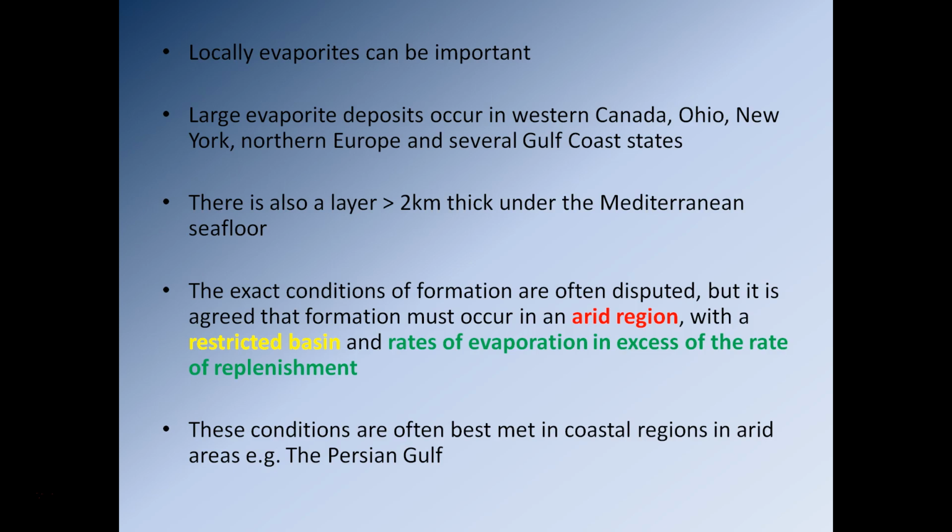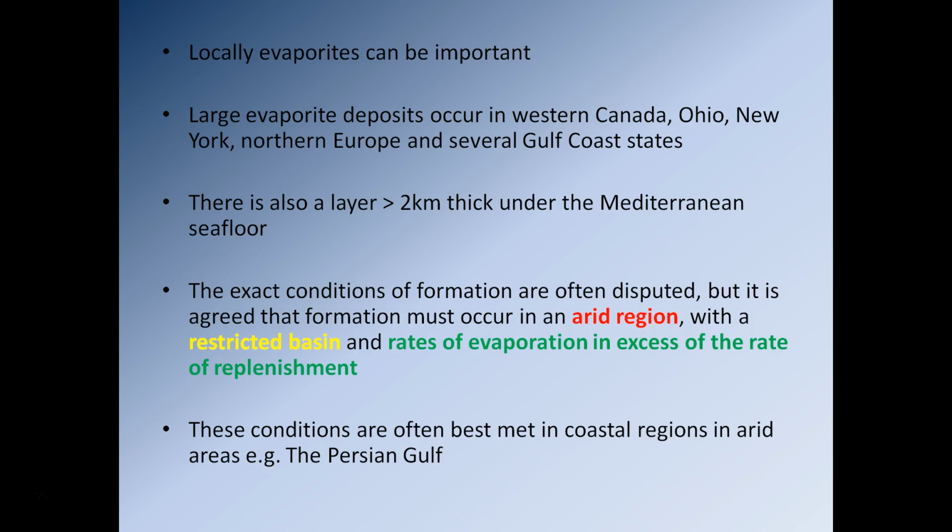So the exact conditions of formation for an evaporite are actually disputed when we're talking about the real fine details that are required. Now, on the whole, though, we are very, very certain about the broad details that are required to form evaporite minerals. First of all, you need an arid region. Within that arid region, you need a restricted basin. So you need a body of water that's trapped in an area. It can't get out. And you need rates of evaporation that are in excess of the rate of replenishment. You need to be losing more water than is being put into your basin.